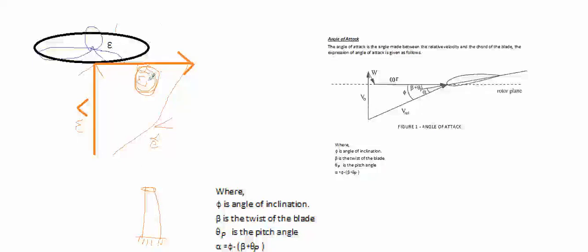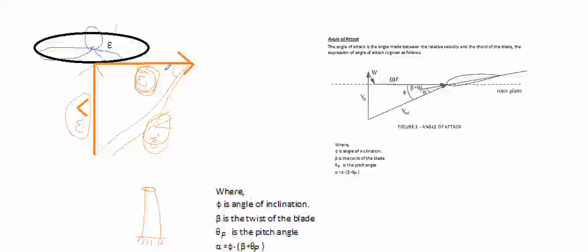So this is the linear velocity, and this is the velocity of wind, which is random. It will change. So what will happen if the wind velocity changes? Let's analyze the velocity triangle. This is the relative wind velocity, the velocity which the blade element is going to experience, and the angle it makes with these vectors we name phi, which we call the angle of inclination.